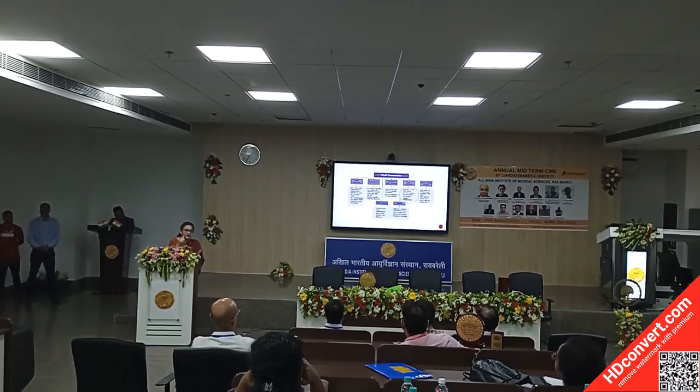SGLT2 should be the first line treatment in these cases. GLP-1 analogs have been shown to decrease the risk, but you have to avoid your glitazones and thiazolidinediones in these cases.